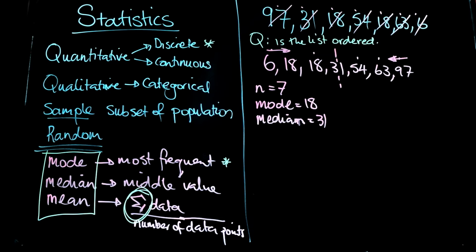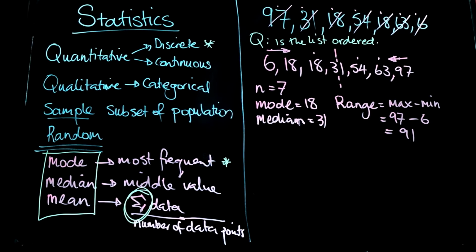And now there's another really easy statistic to calculate, and this is the range. That's going to be the maximum value subtract the minimum value. For us, that's going to be 97 subtract 6. So the range is 91. We've got all these little summary statistics, and they're summarizing the data in some way.